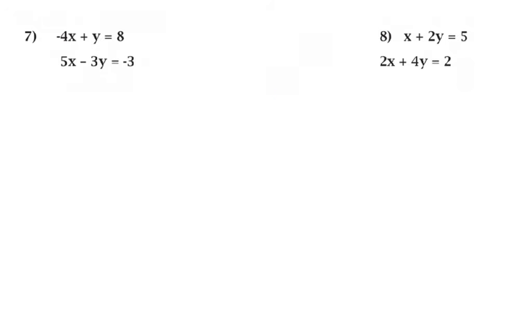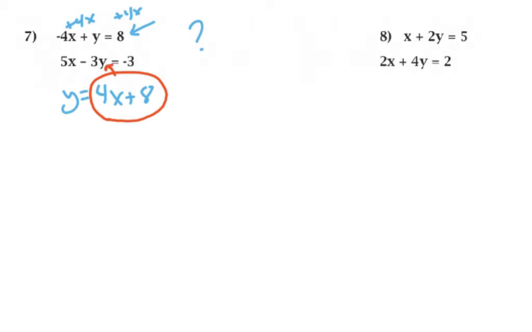When we have something like what we see in number 7, it's not quite as easy because I don't have anything that says x equals or y equals. So the question is, can you make one of those say x equals or y equals pretty easily? Look at the first equation. How hard would it be to get y by itself? If I just added a 4x to both sides, I would have y is equal to 4x plus 8. And then it looks just like the problems we just did. I would take this and put it in place of y.